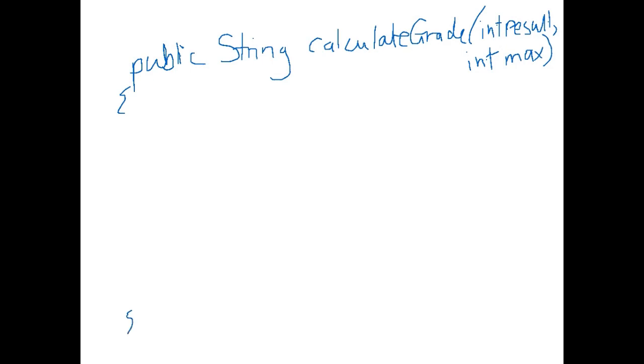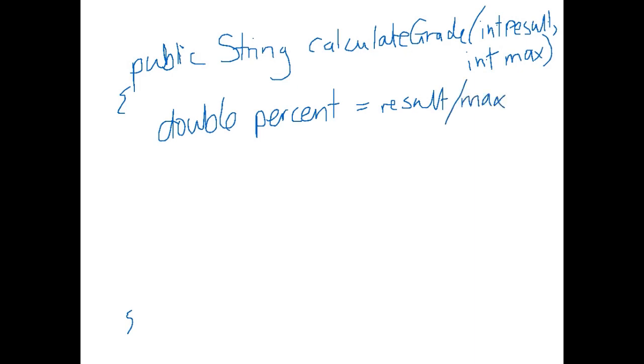And then what we need to do is calculate the percent. We might make that a double because when we go dividing things, we usually end up with decimal values. So double percent is equal to result divided by max, then times 100. And then we're going to have probably a series of if statements.